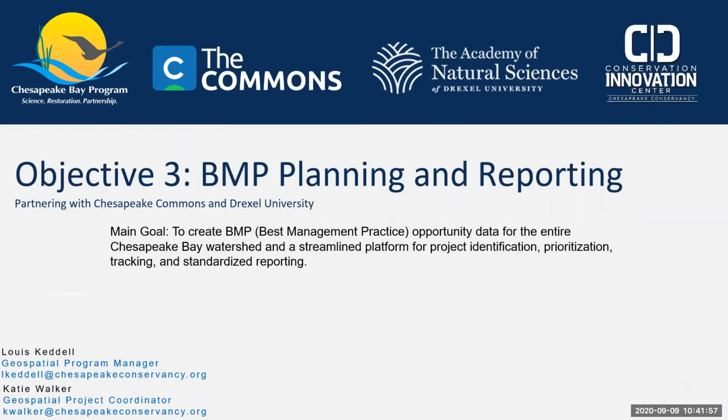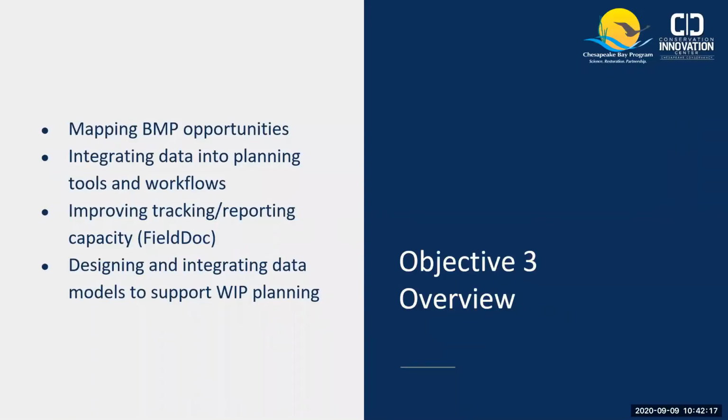As a part of this objective, the main goal is essentially to create a best management practice opportunity data set for the entire Chesapeake Bay watershed and a streamlined platform for project identification, prioritization, tracking, and standardized reporting. So, in a nutshell, Objective 3 will be seeking to map BMP opportunities for the watershed. In this presentation, we'll also be covering the integration of the data into planning tools and workflows. We'll also be covering improving tracking and reporting capacity within the field doc platform, and then how designing and integrating data models will support WIP planning.